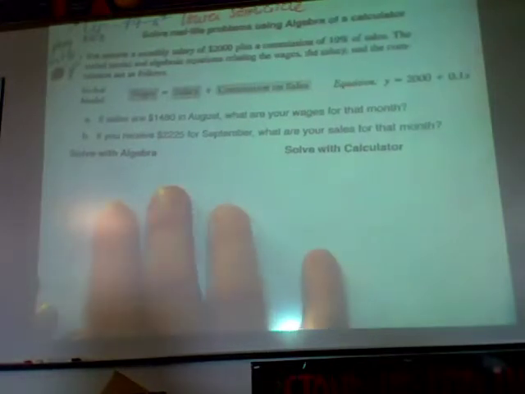We're going to solve it with algebra and also with the calculator. So let's start off with algebra first. How am I going to find my wages using my algebra? Plug in 1480. Sales are 1480. This is our commission on sales. So my sales is my X. You might want to put your X right here and your Y right here. The commission on sales is not my X, just my sales. And so that means that this is X.